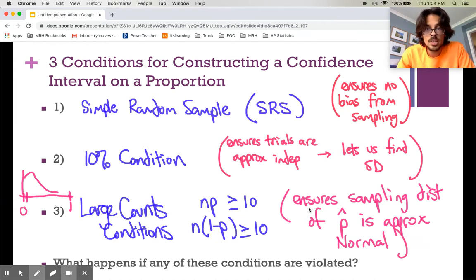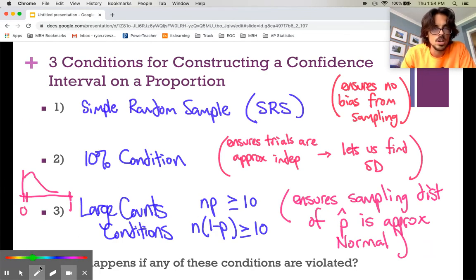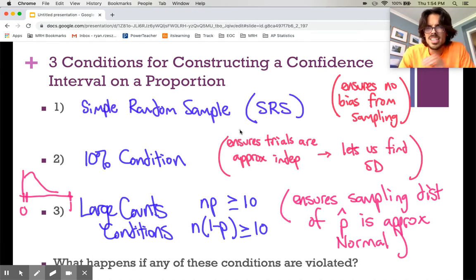So these are our three conditions and why we check each of our conditions. Now, I'm going to go ahead and address this now, but it comes up again on the next slide as well. Here's a little tiny mini curveball on this last condition here with large counts. When you make a confidence interval, you always make an interval on a parameter, never on a statistic.